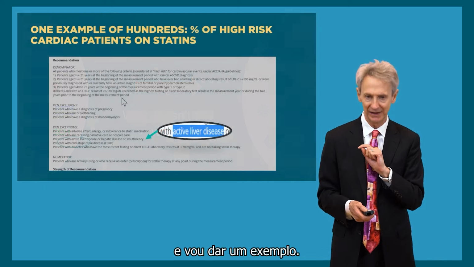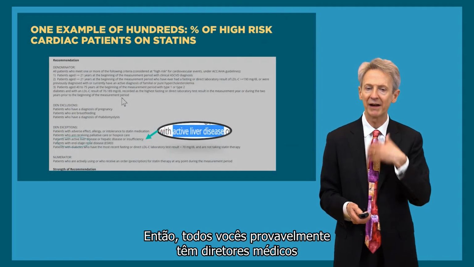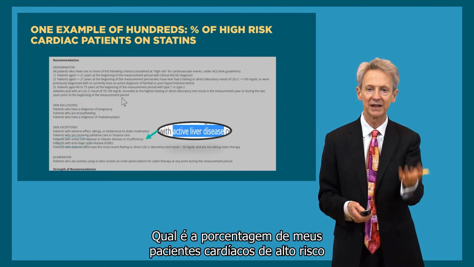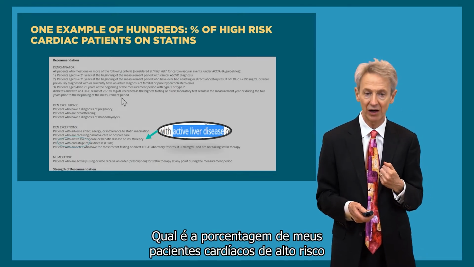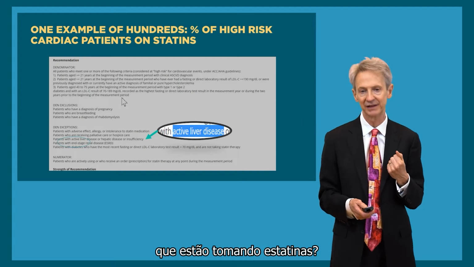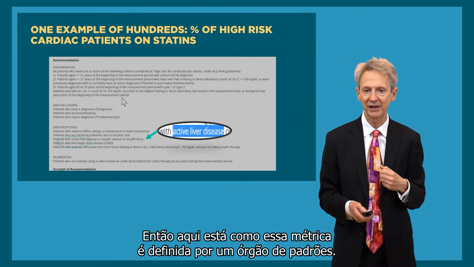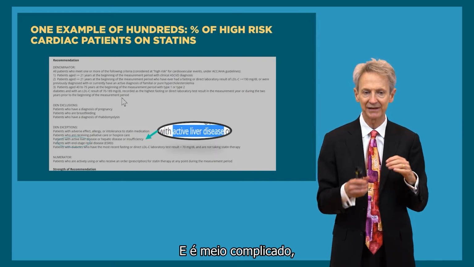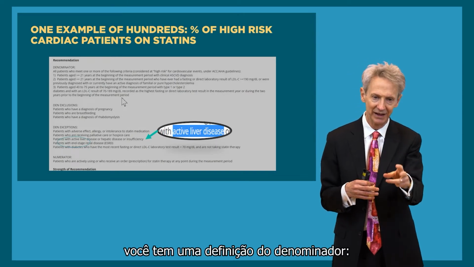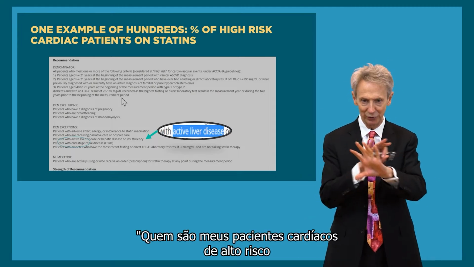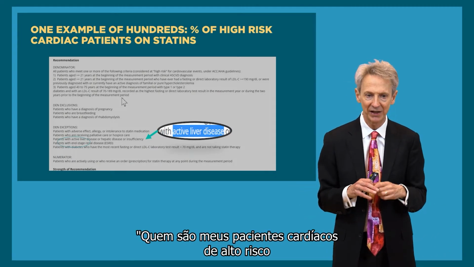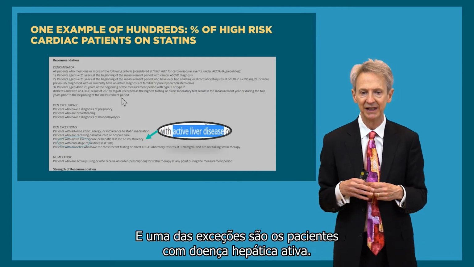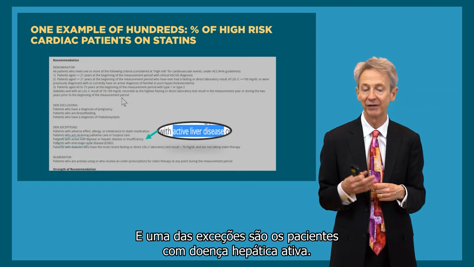And I'll give you one example. So you all probably have chief medical officers that want to answer a question like this: what is the percent of my high-risk cardiac patients that are on statins? Okay, so here's how this metric is defined by one standards body. And it's kind of complicated. You have a definition of the denominator, who are my high-risk cardiac patients. It has exclusions, it has exceptions in there, and one of the exceptions is patients who have active liver disease.